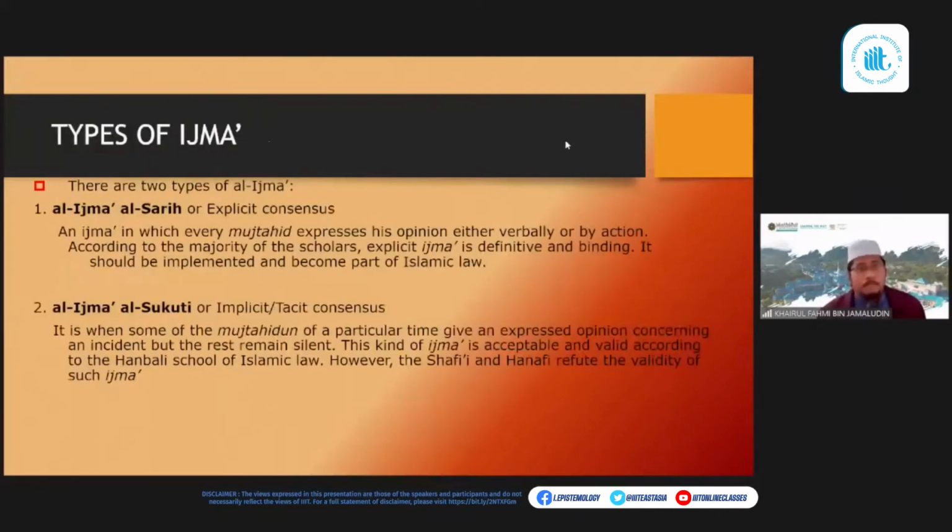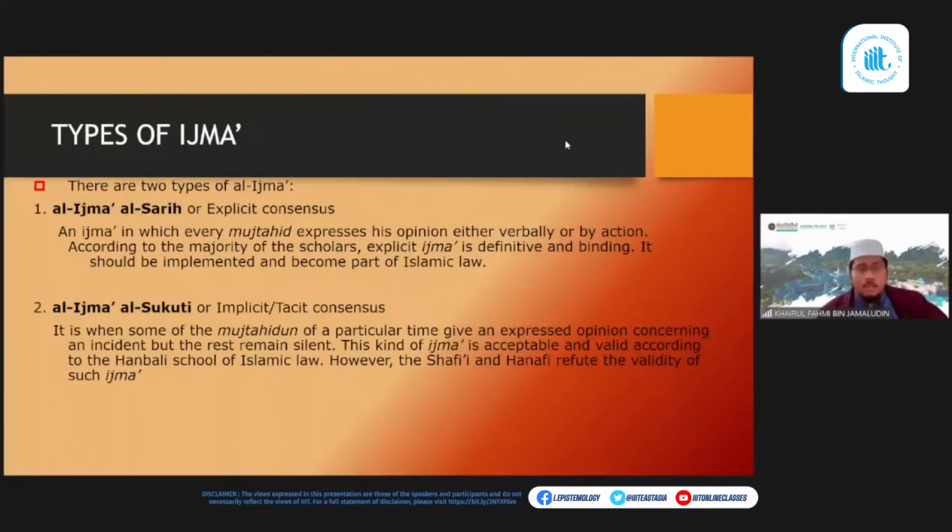Next, types of ijma. We have 2 types of ijma basically: ijma sarih and ijma sukuti. Sarih is the explicit one, and sukuti is the implicit one. Ijma sarih is ijma in which every mujtahid expresses his opinion either verbally or by action. According to the majority of scholars, explicit ijma is definitive and binding. It should be implemented and become part of Islamic law.